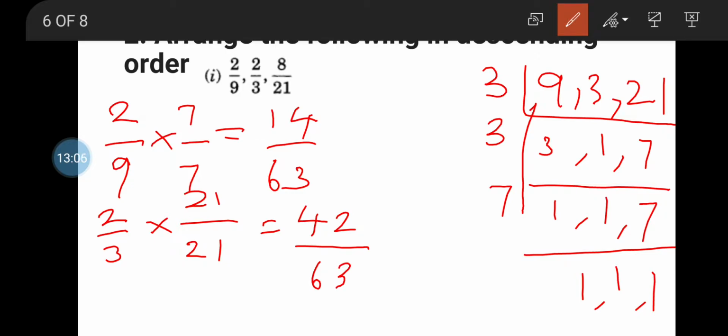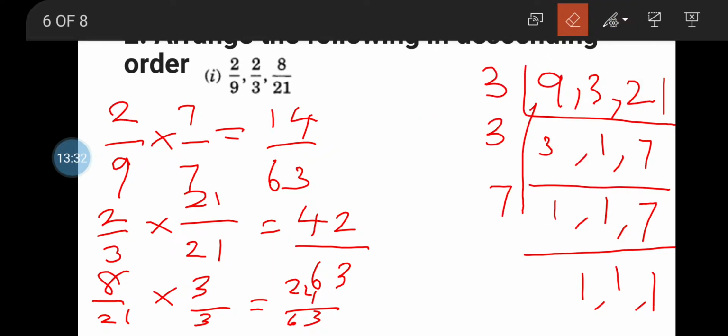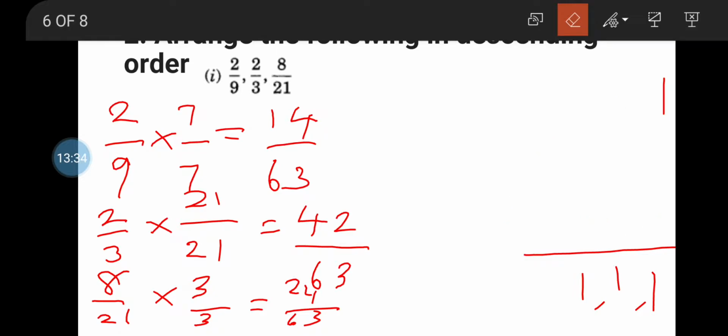Okay, now I should do the one more fraction, that is 8 by 21. So 8 by 21, if I multiply by 3, I will get 63 in the denominator. So in the numerator, 8 3s are 24. Okay. So these are the fractions with the same denominator. Now I converted all fractions to the same denominator, 63. So now we can compare the fractions.